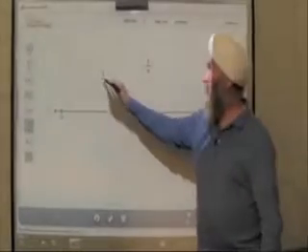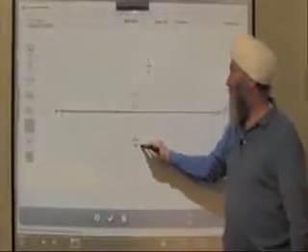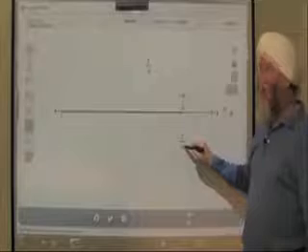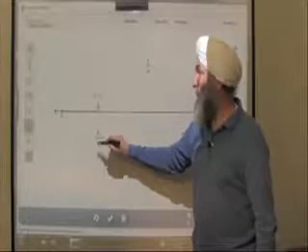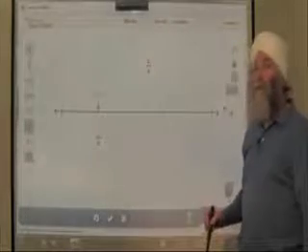So now I've got my 1/4, and I'm placing it on the number line. Where does it go? Well, we know it belongs here, and in fact, if we know our decimal equivalents, 1/4 is 0.25.